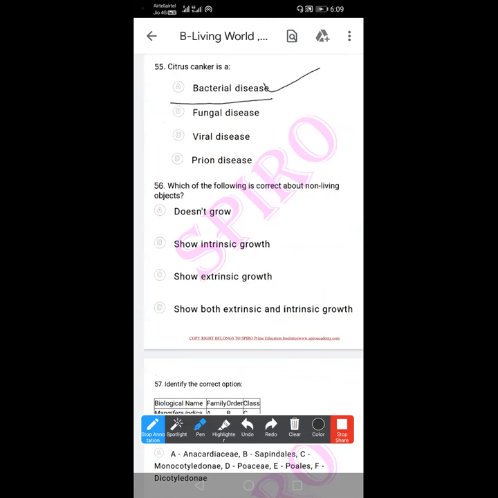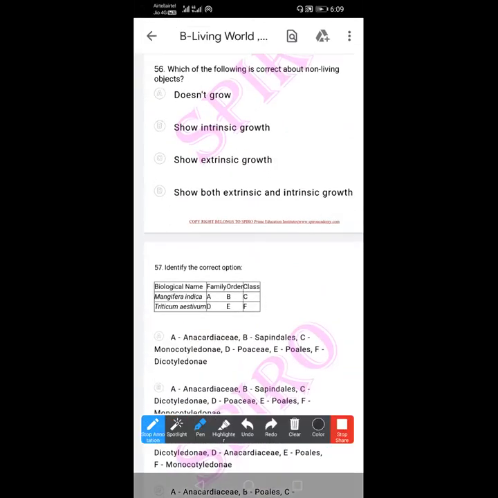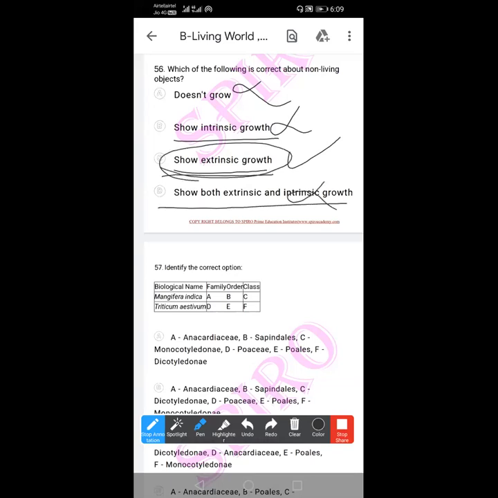Direct NCERT. Question number 56. Which is correct about the non-living objects? Non-living objects don't grow? No, non-living objects do grow. It shows intrinsic growth? No, intrinsic growth is a characteristic of a living organism. It shows the extrinsic growth? Yes. Show both? No. So the living organisms show intrinsic growth, whereas non-living objects show growth by extrinsic means, by accumulation of substances from the exterior side. So the correct option is option C.